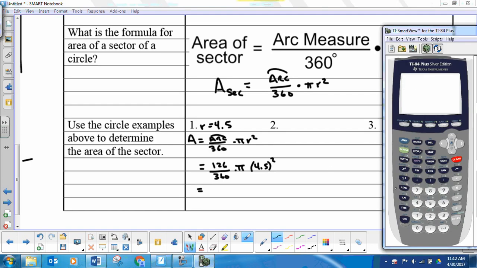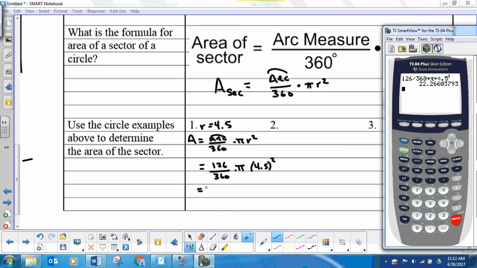So let's clear up our screen and let's do this in the calculator, see what it looks like. 126 divided by 360 times, and we're going to give it as a decimal, times pi times 4.5. And hit the x squared button. That's the easiest way to do this, okay? You won't get yourself jacked up if you press the wrong button at this point.